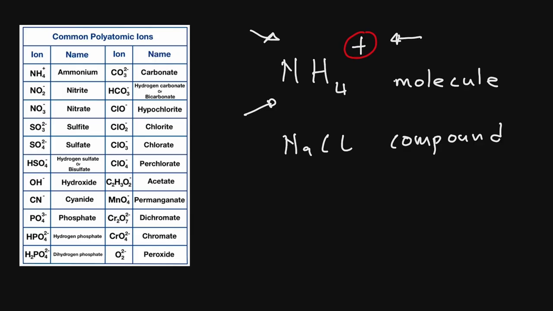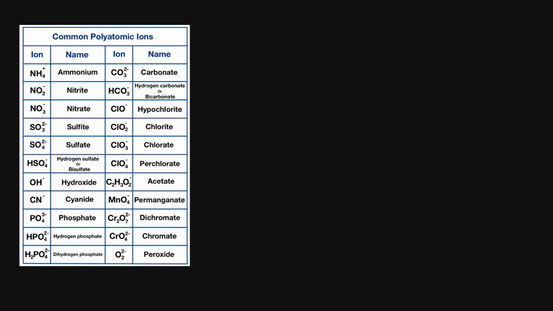And hence in this video, we are going to learn how to name polyatomic compounds. Let's say, for example, we have the following compound. We have Na2 and we have CO3. So now, how did this compound form? We know that CO3 is a polyatomic ion. What is the name of that polyatomic ion? If you look at the table, the CO3 is a carbonate.